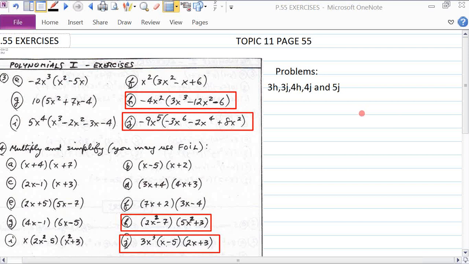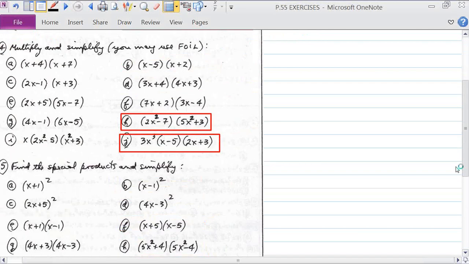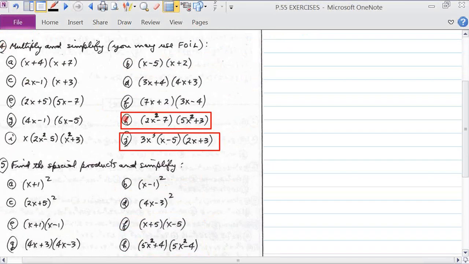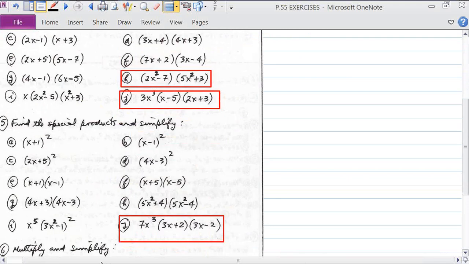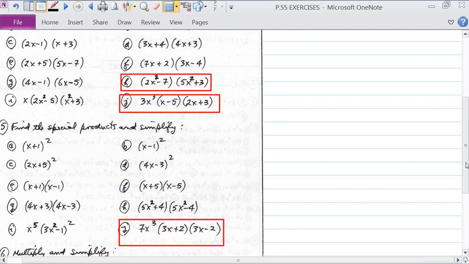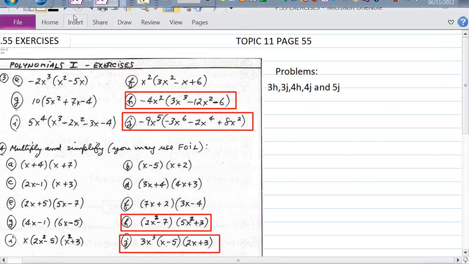We're on page 55, and the problems that we're going to do here are 3H and J. If we go to problem 4 right here, we're going to do H and J, and then 5 we're going to do J. So let's start with the first problem.